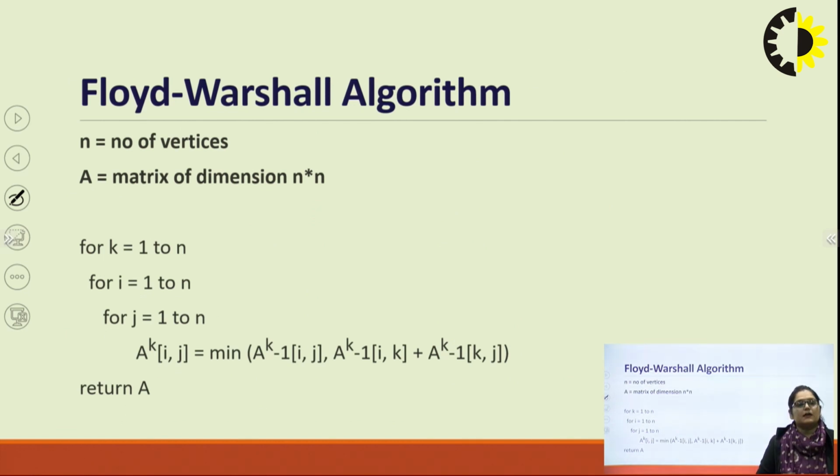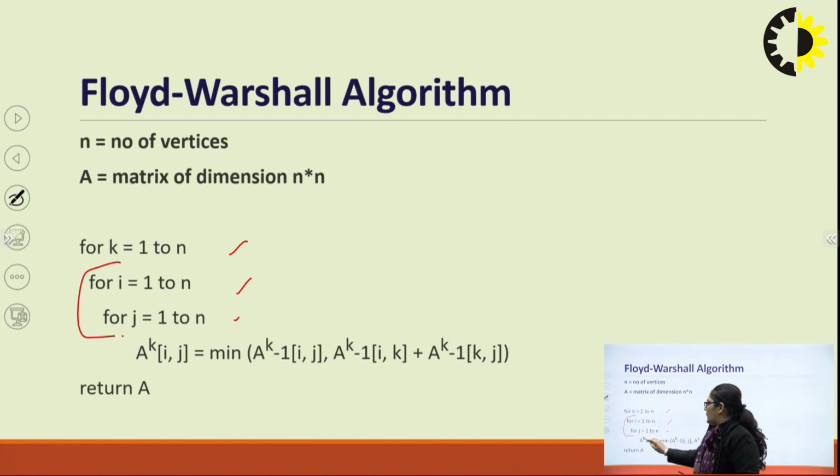So let's come to the algorithm of Floyd-Warshall. We are using two variables, n and a. Here n is the total number of vertices present in your graph, and a is the matrix of dimension n cross n. And we have to use 3 loops. First is a k loop from 1 to n, second an i loop from 1 to n, and a j loop from 1 to n.